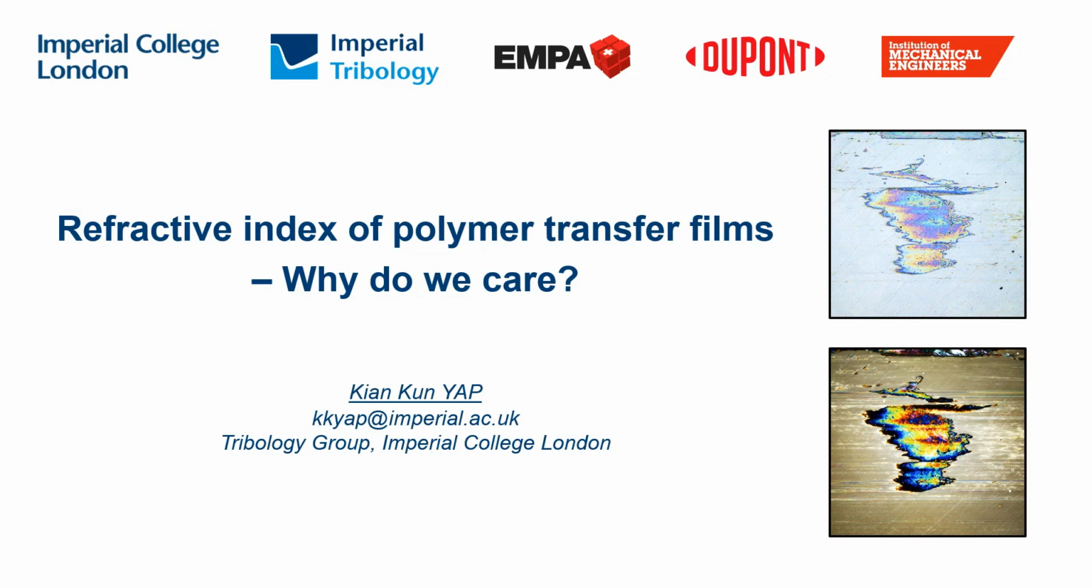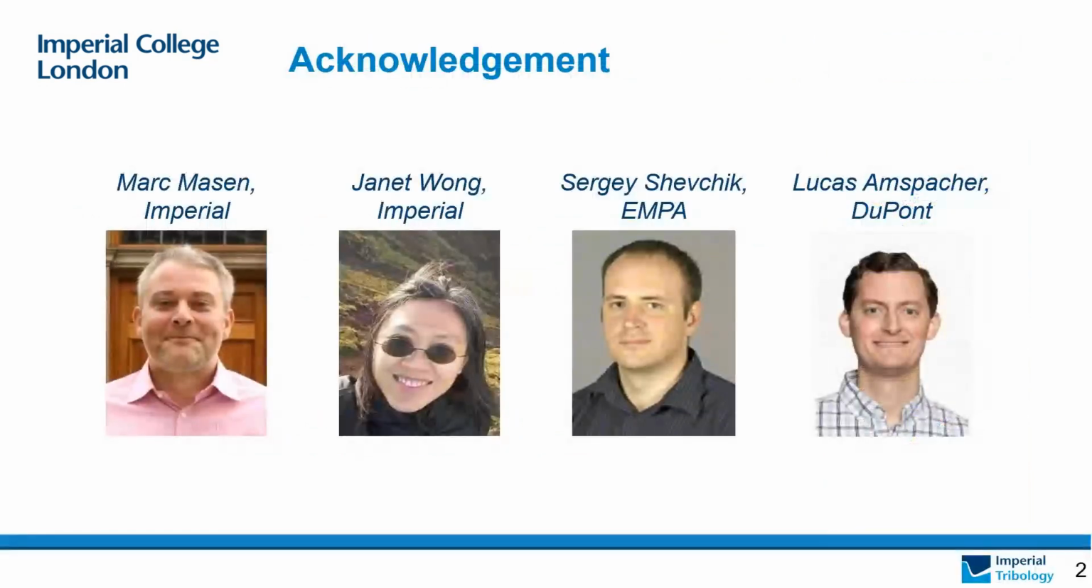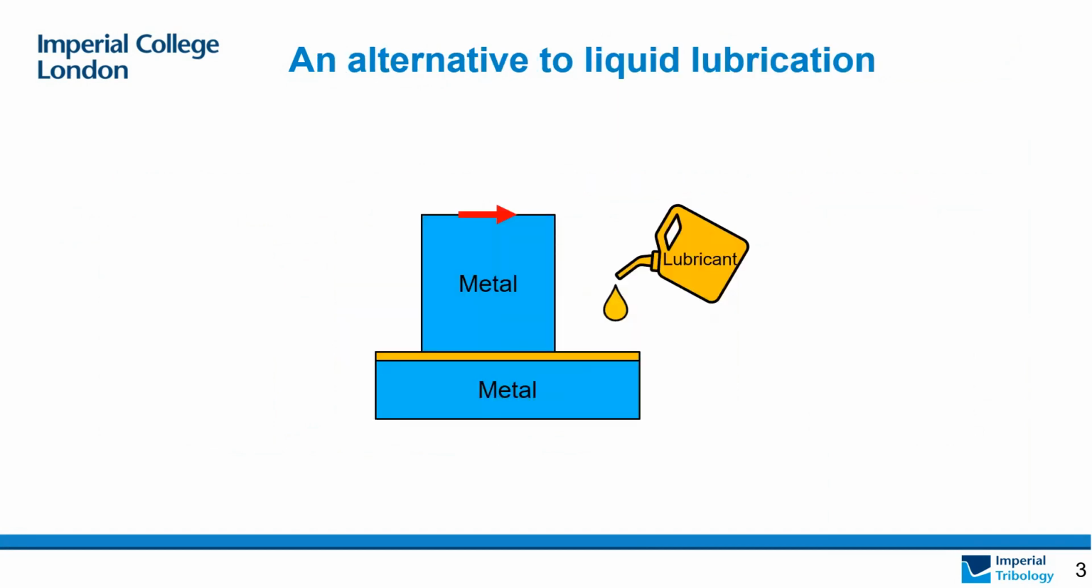So today I'm going to talk about the refractive index of polymer transfer film and why we care. Before I proceed, I'd like to thank my co-authors, Mark and Janet from Imperial College, Sergey from EMPA, and Lucas from DuPont. This is the most commonly used tribological pair in the industry, which is a lubricated metal-metal tribological pair.